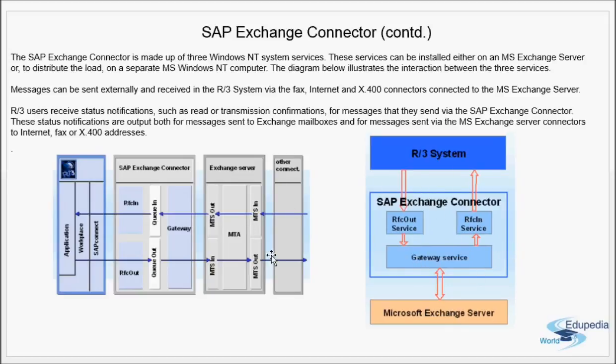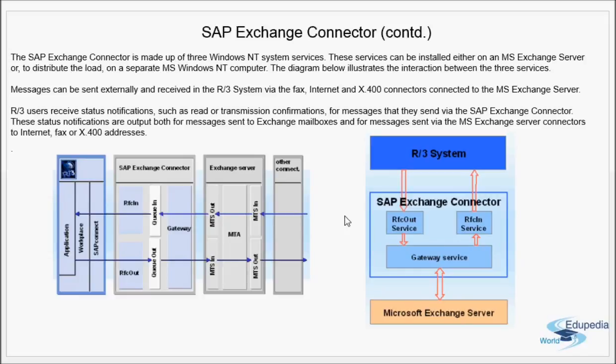So this is the elaborated view. You have the SAP system, you have the SAP Exchange connector, you have the Microsoft Exchange server and other connectors. So you have the application, then you have the business workplace. Business workplace is nothing but from there you can send this mail or a fax or whatever it is. So we have the SAP Connect, that's the communication layer which connects with the SAP Exchange connector. So here it's the RFC in, RFC out. It has a gateway through which it communicates with the Exchange server, and that communicates with the other servers like the internet or fax, etc.